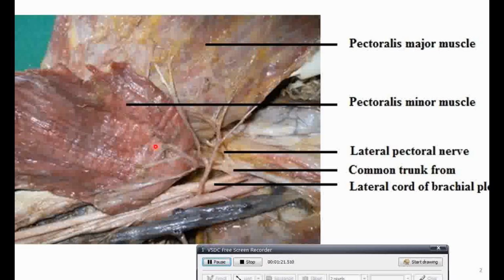Pectoralis minor, pectoralis major, lateral pectoral nerve, the common trunk of lateral pectoral nerve, thoracoacromial vessels, axillary artery, axillary vein, lateral cord of brachial plexus.